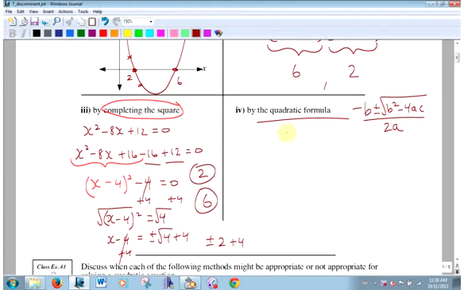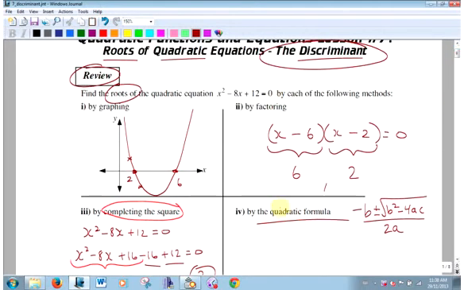Anyway, all right. What is b? What's a? That's what we want to do. Here's my quadratic. a is 1. b is -8. c is 12.